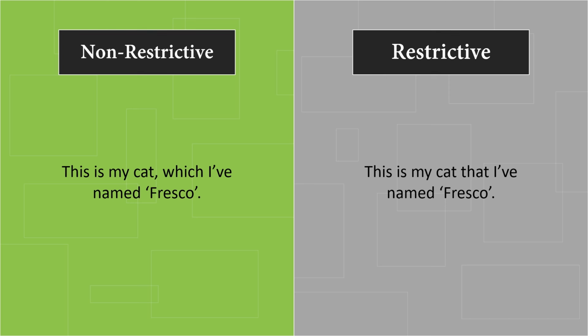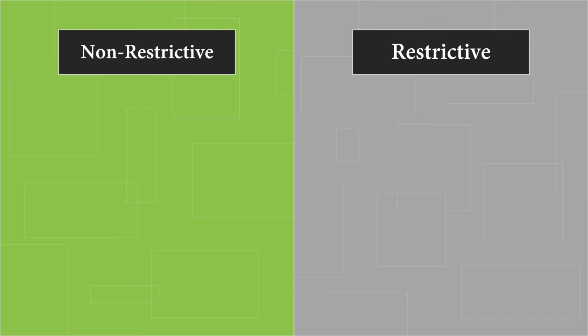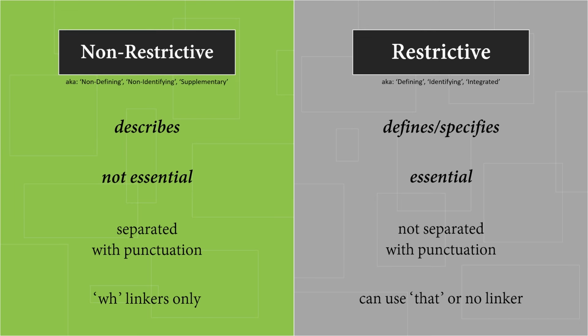Similarly, we can compare "This is my cat, which I've named Fresco," non-restrictive, and "This is my cat that I've named Fresco," restrictive. In the first sentence, we can infer that the speaker likely has only one cat. For the second sentence, we can assume that it's the only cat with the name Fresco, but we have no idea how many cats the speaker has in total. As you can see, it matters whether a modifier is restrictive or not. Remember that commas and pauses mean the relative clause is not essential to the meaning of the sentence, but the clause is essential if it uses that as a linker or has no linker at all.